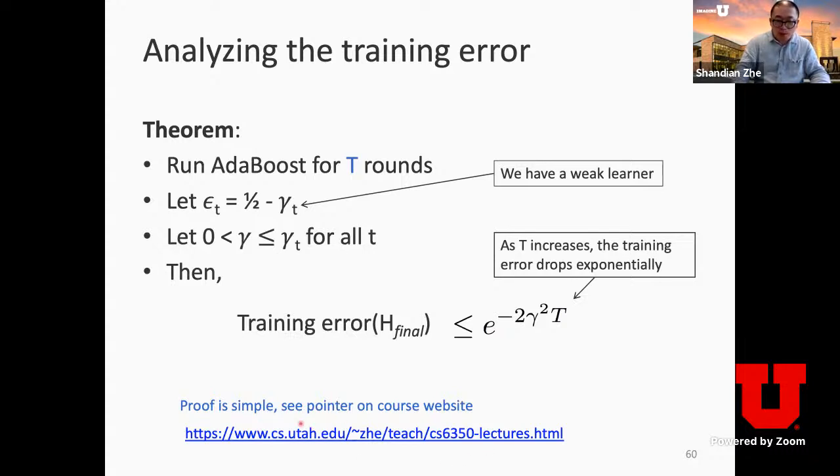We list the proof on our course website, so I suggest everyone take a look at that. The proof is not that hard. It's kind of tedious. It takes one page, but it's simple. It doesn't require any in-depth knowledge, just some simple inequalities. I hope everybody, if you're available, can take a look and go through it so that you can have a better understanding of how the training error goes down along with more iterations.